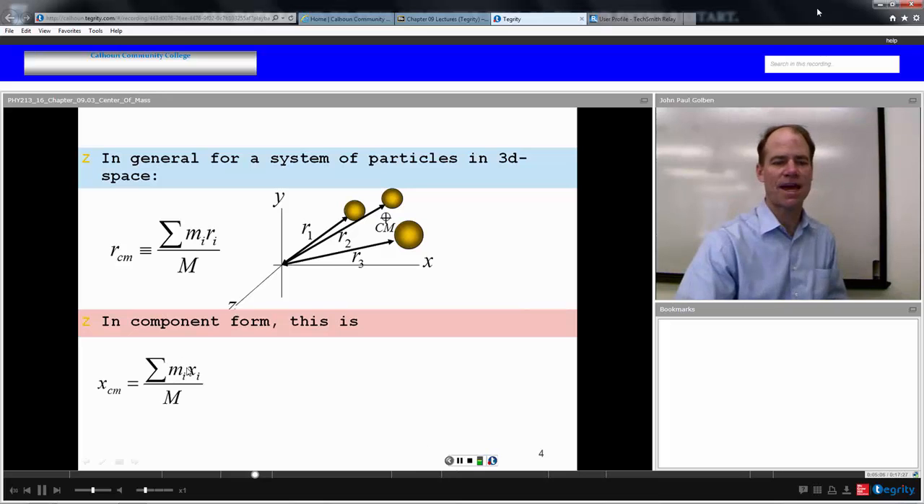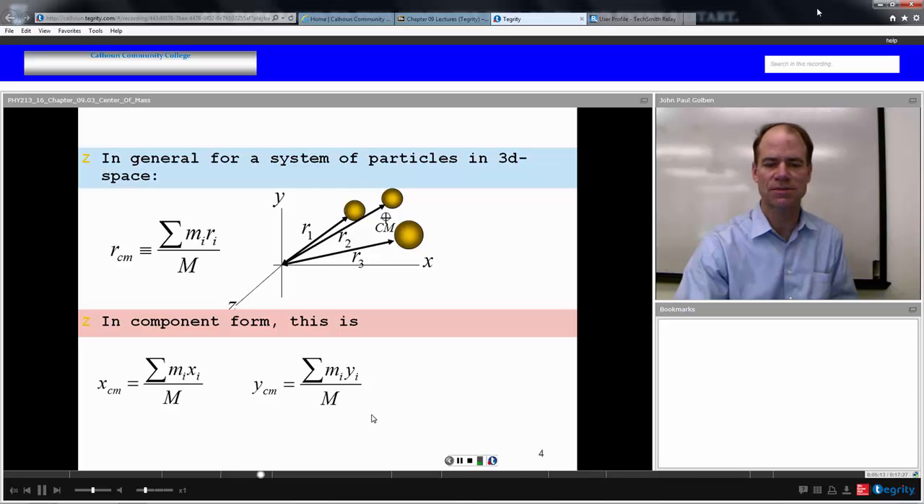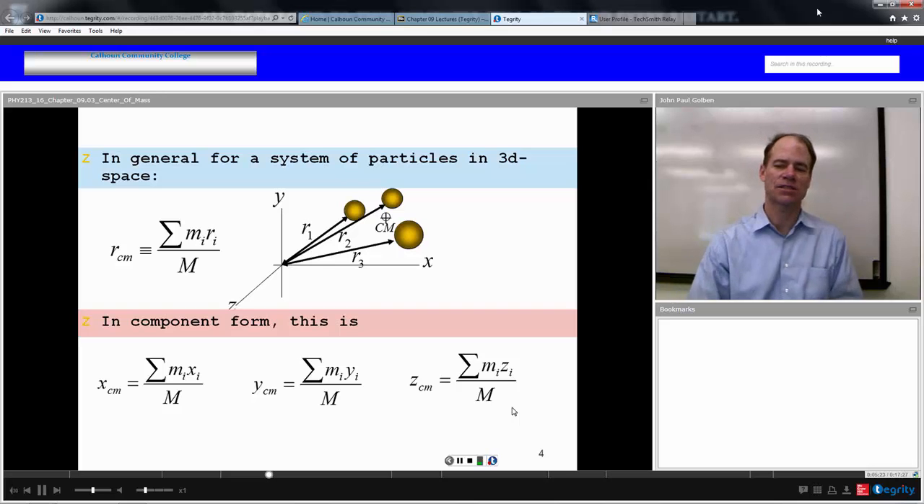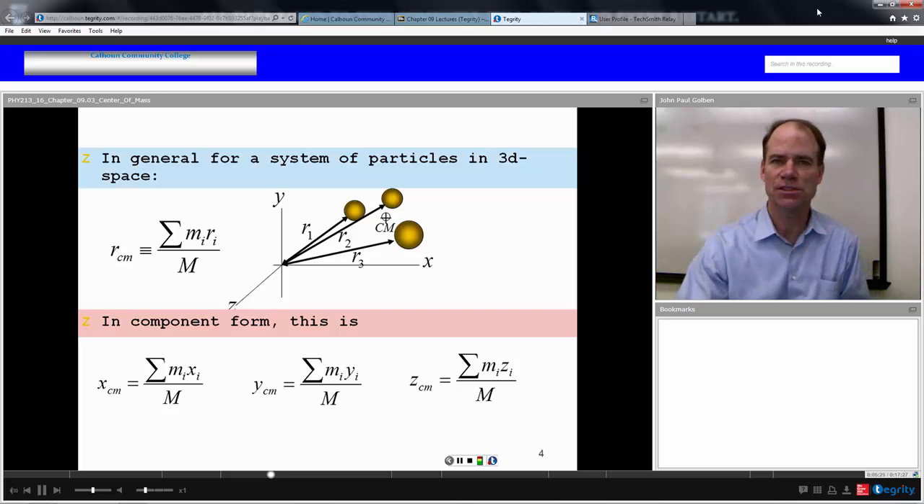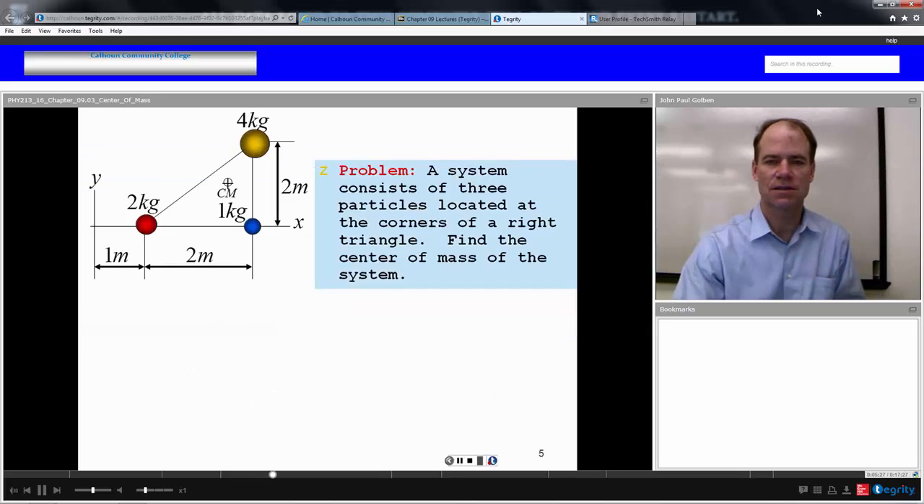Center of mass x, every mass multiplied by its x position, add together, divide by the total mass of the system. Center of mass y, same idea. Every mass weighted down by its own position in the y direction, divide by the total mass, and in the z direction as well. The weighted average of all the masses divided by the total mass.